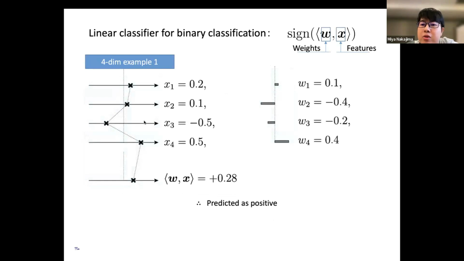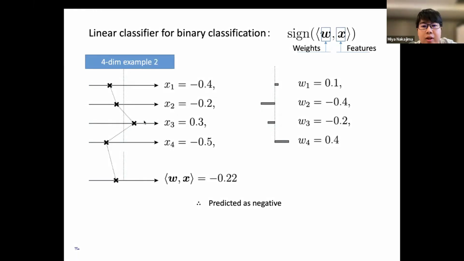we will consider the case where the feature vectors are from x1 to x4 and the weights are from w1 to w4. Since the inner product of w and x equals 0.28, which is positive, we predict positive. Similarly, if we have features and weights like this, then we predict negative.